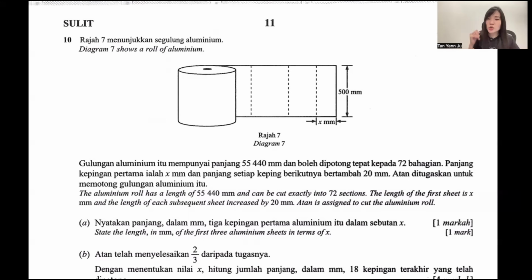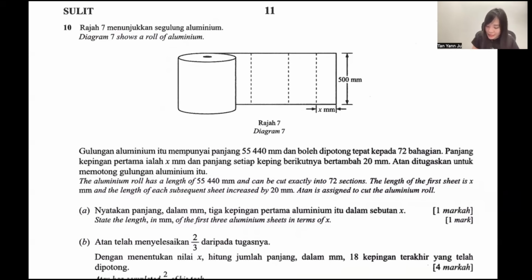So diagram 7 shows a row of aluminium, okay, guys. This aluminium. So they say the aluminium row has a length of 55440 millimeter, or mm, and can be cut exactly into 72 sections. Okay. Never mind. Even if you read until here, you don't know which chapter it is, which I know already, but never mind. Okay, you can continue to read first. The length of the first sheet is x millimeter.